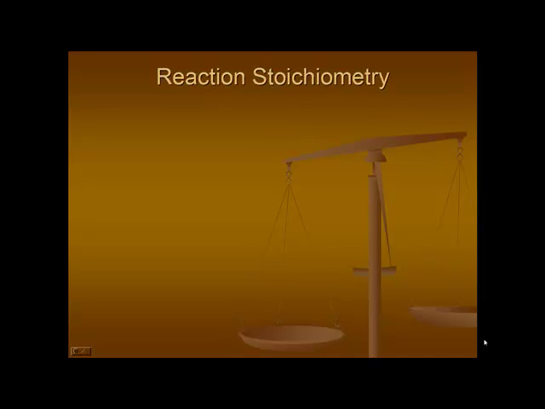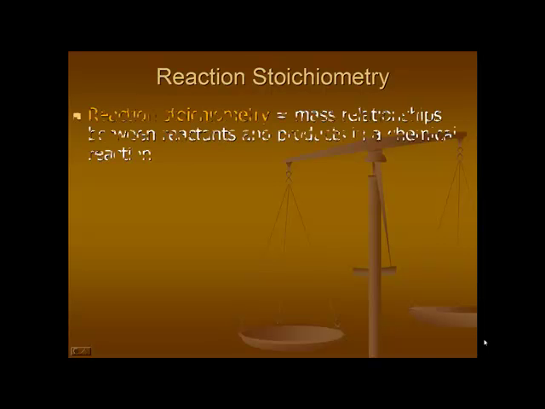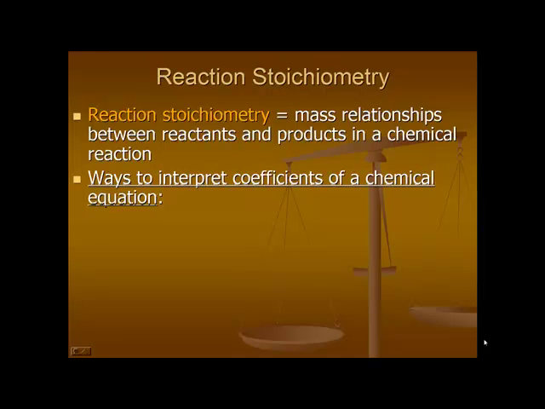In the last two podcasts, we looked at composition stoichiometry. We were looking at mass relationships within just one substance. With reaction stoichiometry, we're now going to be looking at the mass relationships between the reactants and products in a chemical reaction. Now, this is really all based on balanced chemical equations. So we're going to look at different ways we can interpret what exactly those coefficients mean.